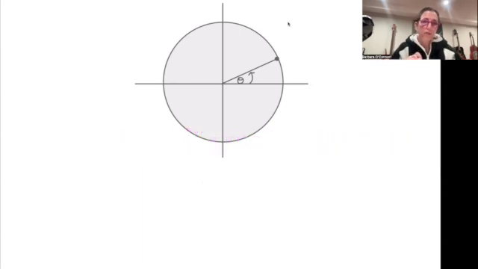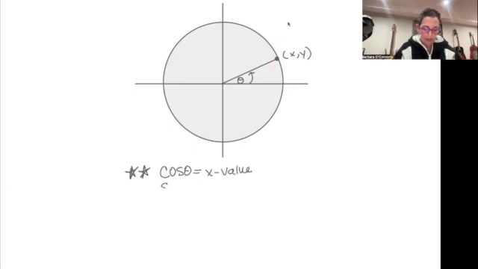Now, every point around the circle represents an XY pairing that goes with an angle, the central angle associated with it. So if this angle is theta, and we're trying to figure out the coordinate XY pair here, we need to figure out how far over we're going along the x-axis and how far up we're going along the y-axis. The really important thing to remember, and I'm going to put stars by it, is that the cosine of any angle is the x value, and the sine of the angle is the y value.